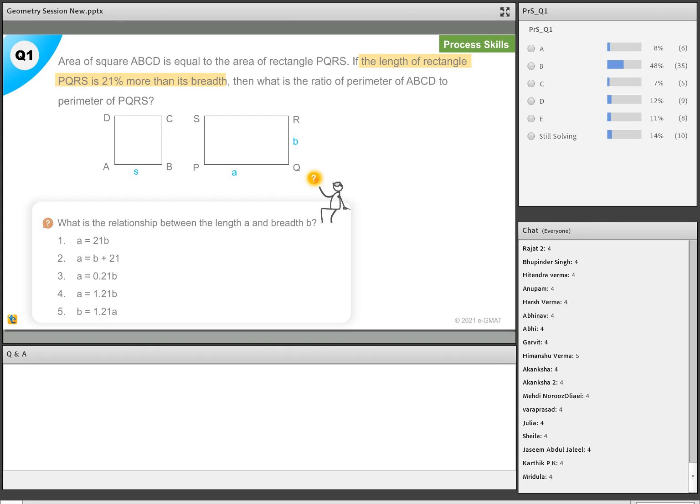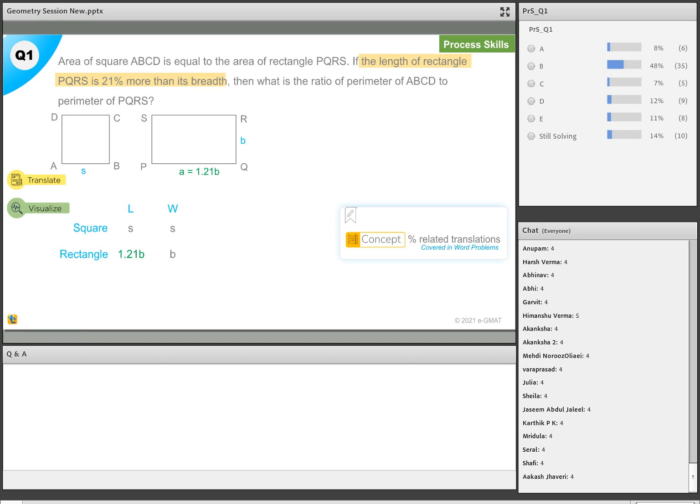Perfect. Since it's given that the length is 21% more than the breadth, A would be equal to B plus 21% of B. That's equal to 1.21B. So option 4 is absolutely the correct one. So I now know the length and breadth, or the length and width, of the rectangle and the square.